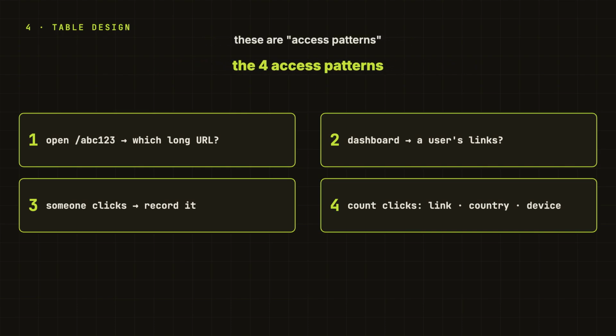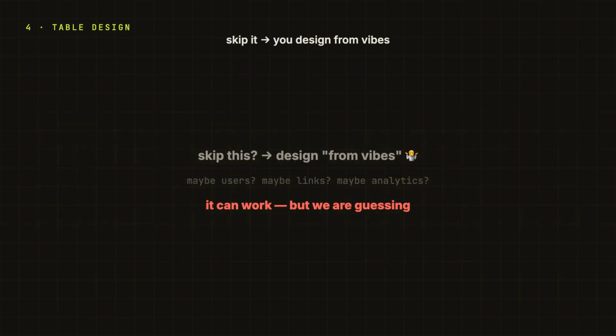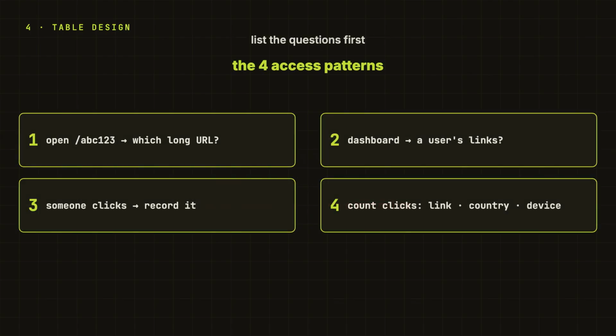These questions are called access patterns, which is a fancy name. Simple idea. How will the app access this data? If we skip this step, we usually design tables from vibes. Maybe users table, maybe links table, maybe analytics table. It can still work, but we are guessing. So the first move is list the questions. Tables come after that.